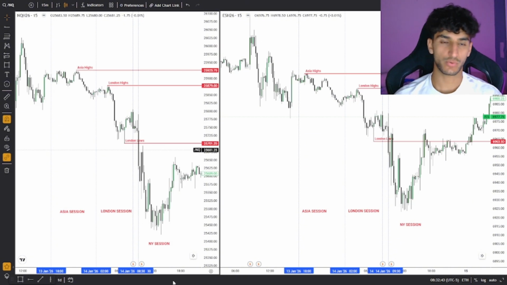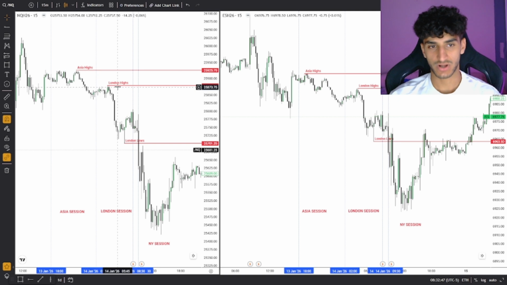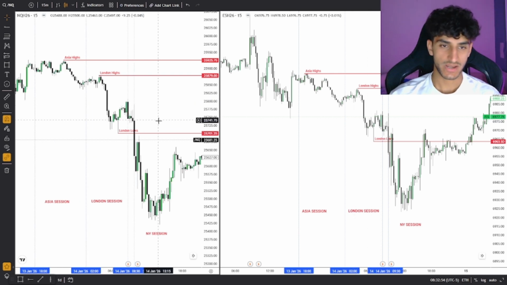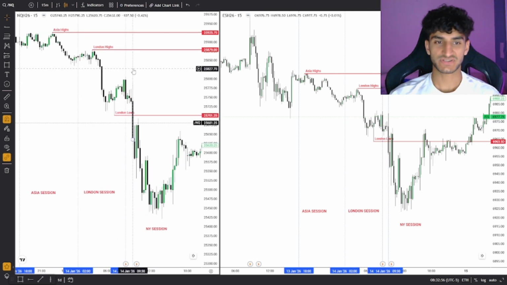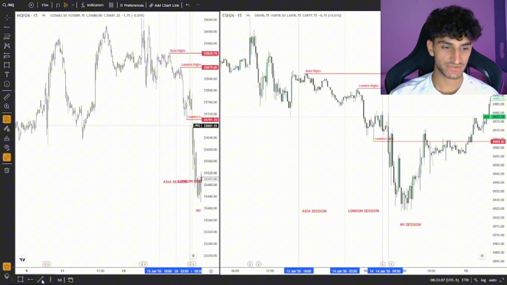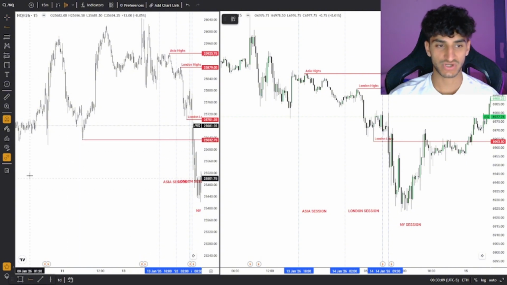Now, as you can see right here, all the previous session liquidity has been marked, such as Asia highs and London highs and London lows. And same as on S&P 500, Asia highs, London highs, and London lows. Now, as you can see very well, market opens at 9:30, and we actually come down and sweep London lows. As well as that, if we look very closely to the left of us on NQ here, we swept a couple more sell-side liquidity levels.